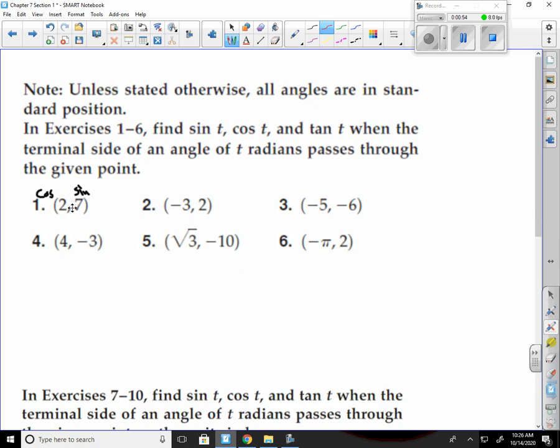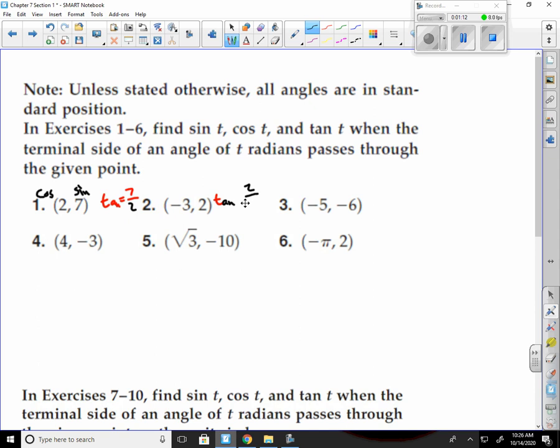To find the tangent, I do sine over cosine. Some of you mixed it up and went cosine over sine. That's the cotangent, so that is wrong. So the tan is just 7 over 2. These should be easy points on your test next week.